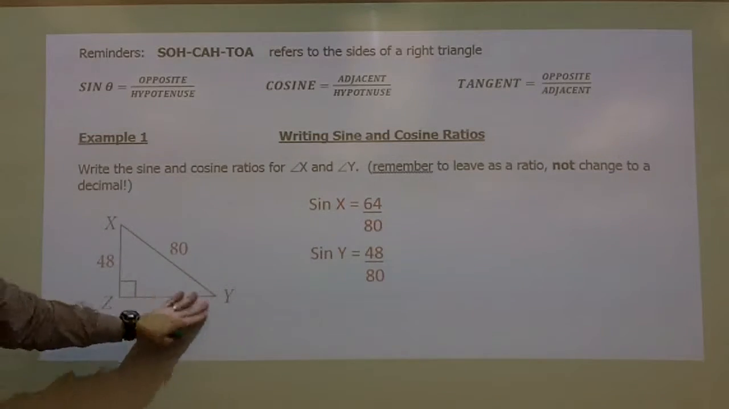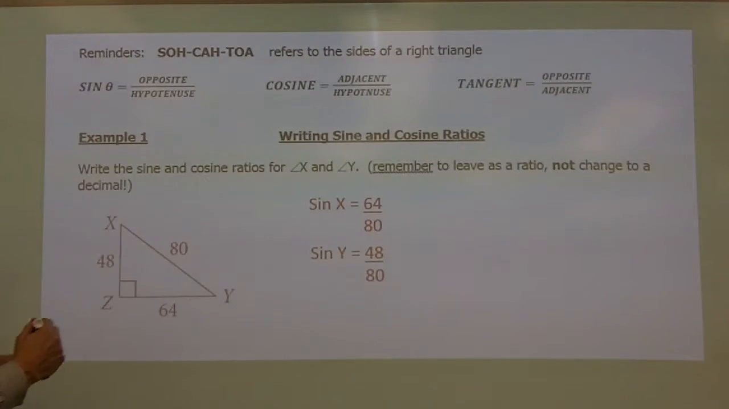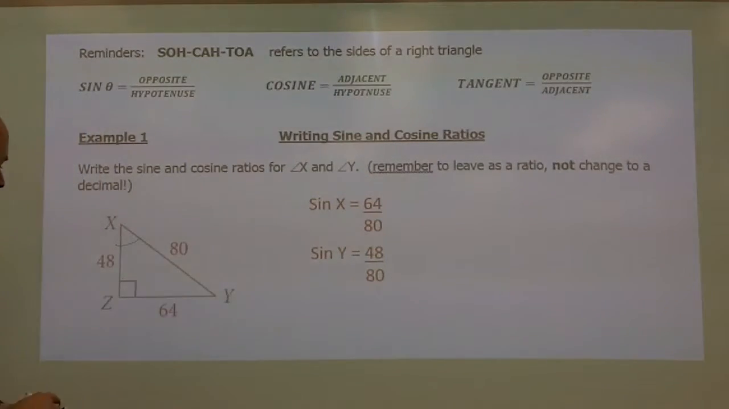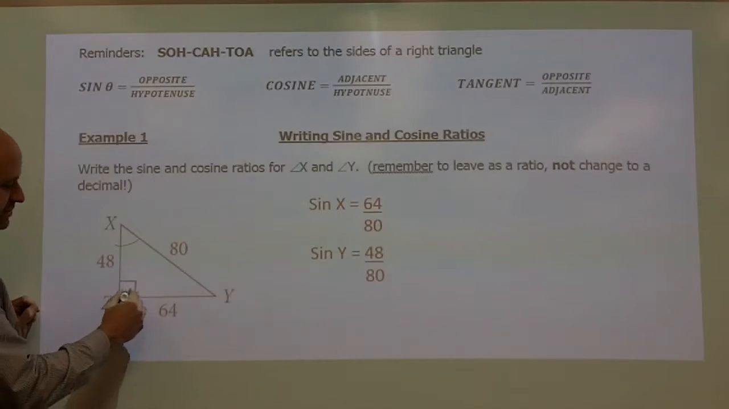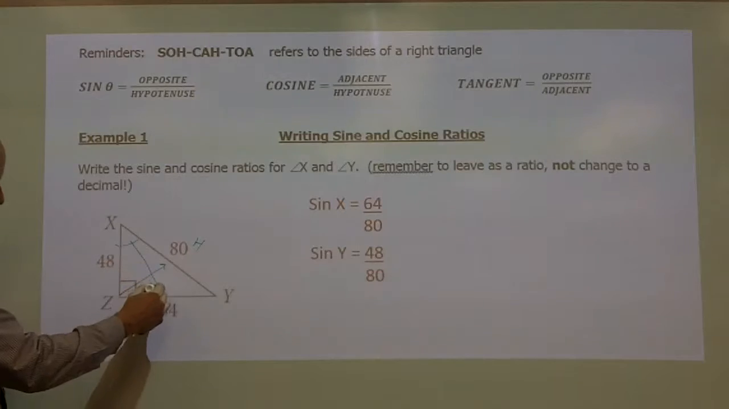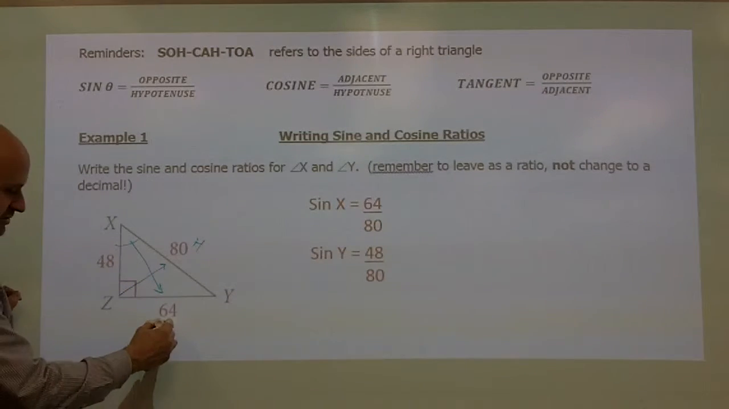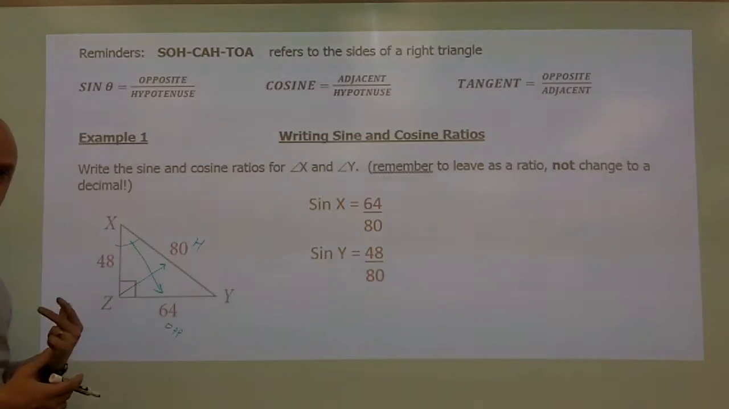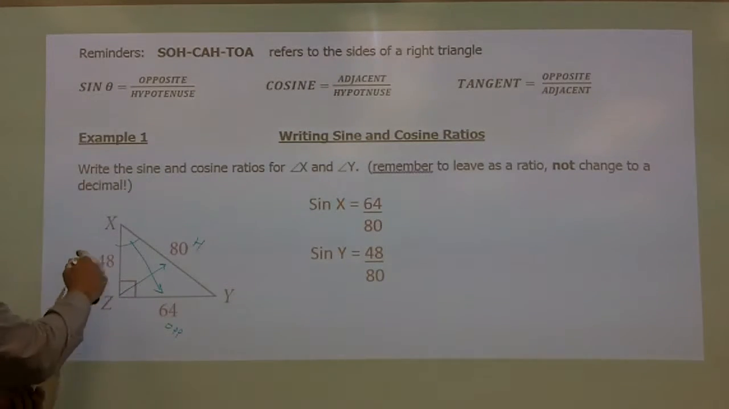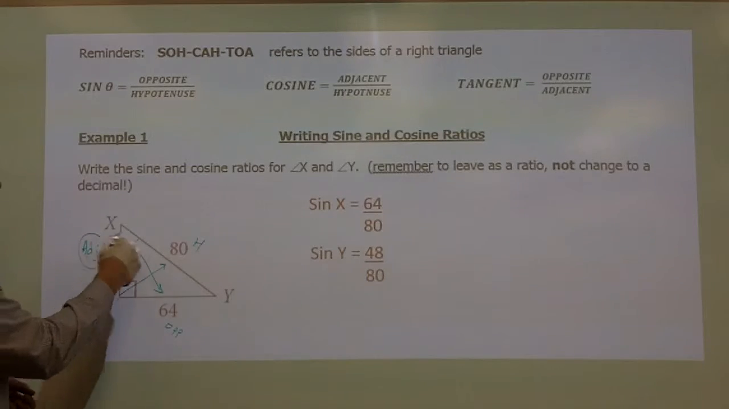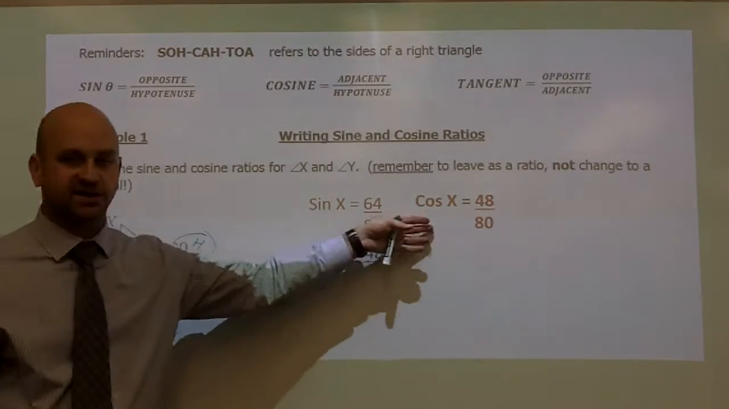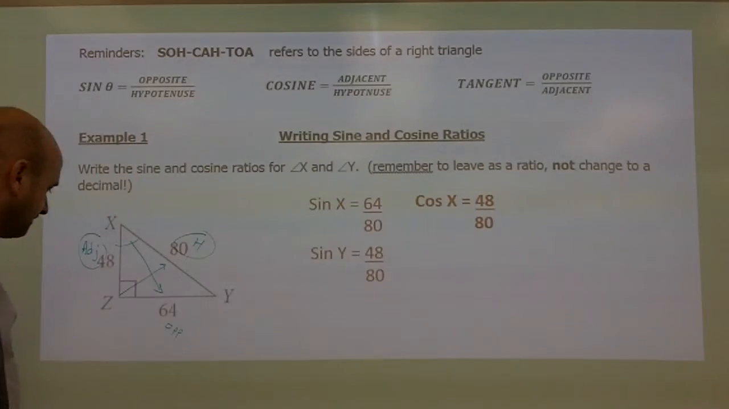When we go to cosine, we're going to do cosine of x first. For cosine, we need adjacent and we need hypotenuse. The hypotenuse of the triangle is going to be across from the 90-degree angle. If we draw a line across from the angle, this tells us the opposite. So that leaves this line here, 48, to be the adjacent side. Out of these three, I'm going to need these two, the 48 and the 80. So the cosine of x would be 48 over 80.